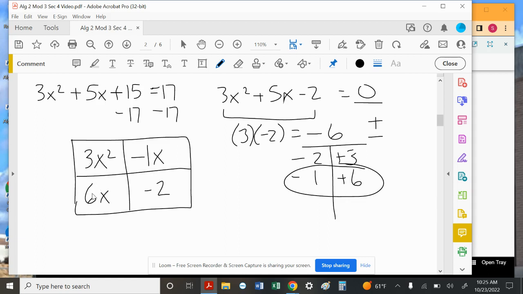So we're going to see what is common to 3 and 6. What is common is 3. So 3 can go into 3, and 3 can go into 6. What is common to x squared and x is an x, because x can go into x squared and x can go into x. Now we're going to go across the row.